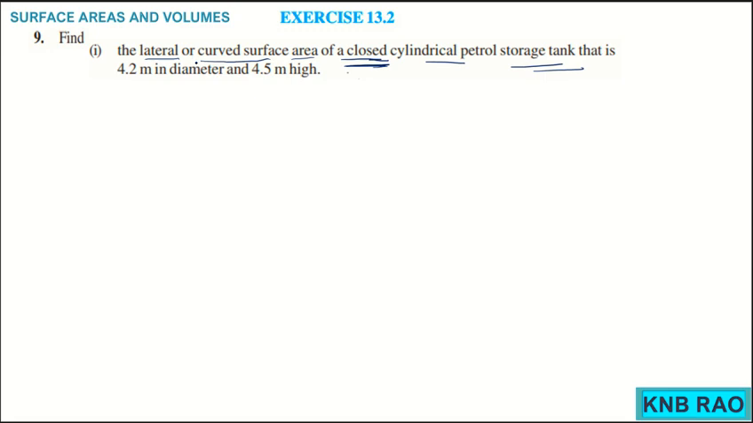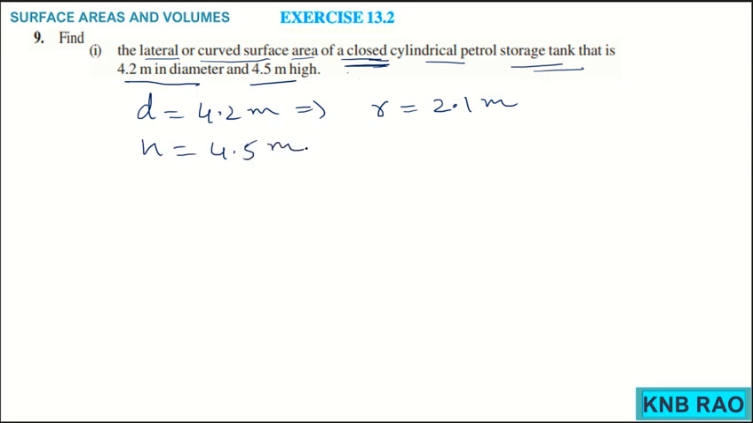And the second question may be related to the TSA, lateral surface area. We need to find out with this diameter and with this height. So diameter is 4.2 meter, it is just nothing but radius is 2.1 meter, and height is 4.5 meter.